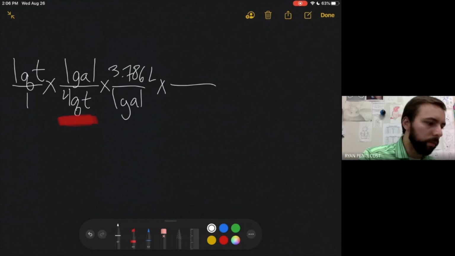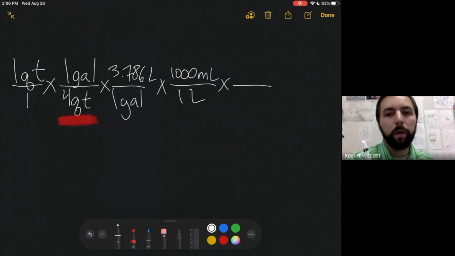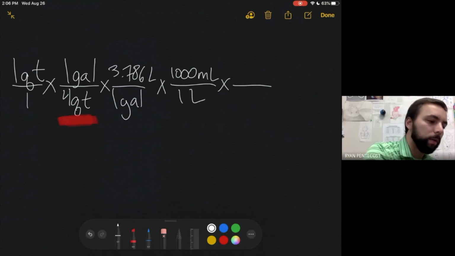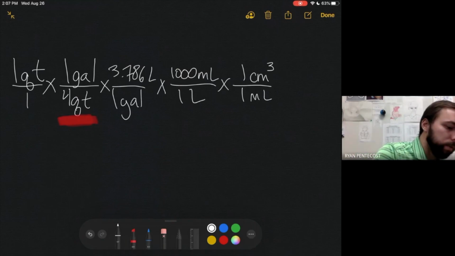All right, next we have liters, and we want to get to centimeters. So we can take 1 liter to 1,000 milliliters. And if you don't know how milliliters get to centimeters, we can use a cubic centimeter. So 1 milliliter is 1 cubic centimeter.